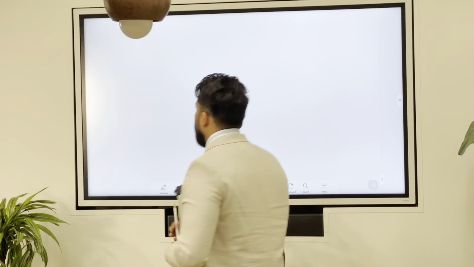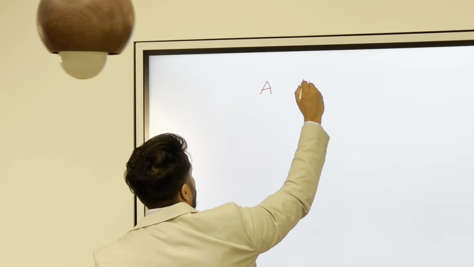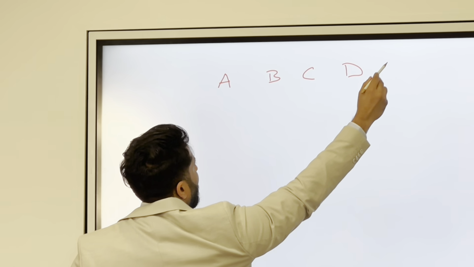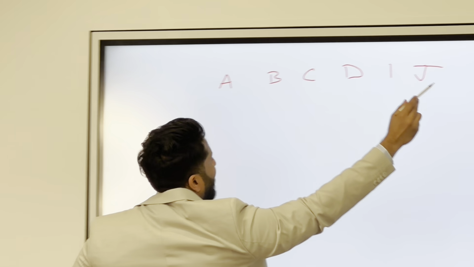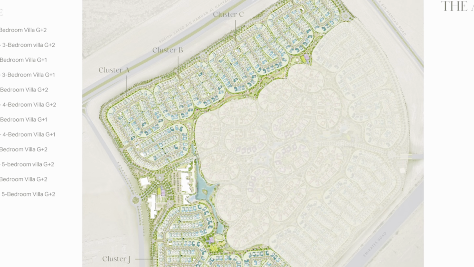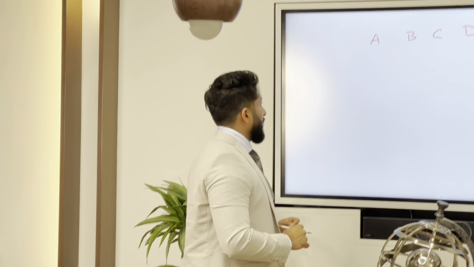When you see the property, there is A, B, C, D, I and J. Now this will look awkward to you, but these are the clusters in the cluster map. I made a similar video for Nima, on which property to buy in. So A, B, C, D, I and J.